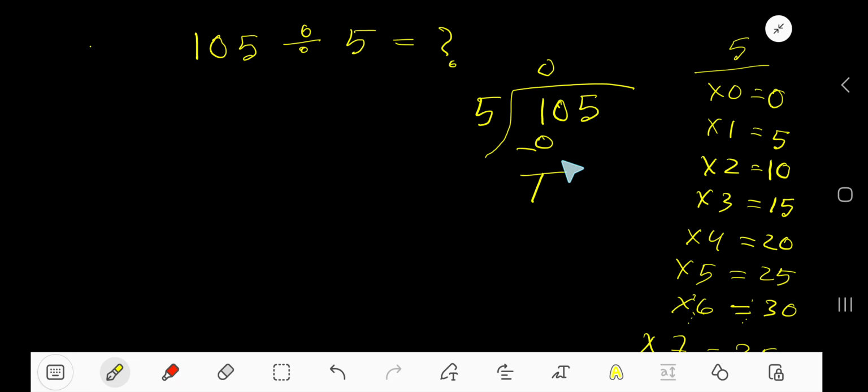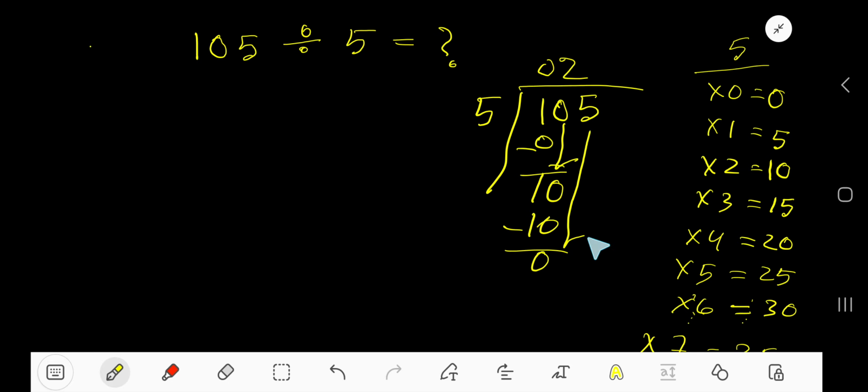Subtract, you are getting 1. Bring down the next digit, 10. 5 goes into 10 how many times? 5 goes into 10 2 times. 2 times 5, 10.